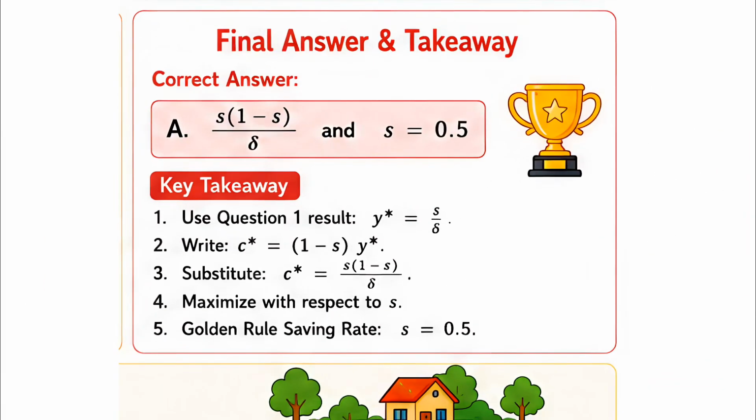We started with the output per worker from question 1, defined consumption as output minus savings, substituted the output into that equation, and then maximized the result to find that the golden rule saving rate is exactly 0.5.